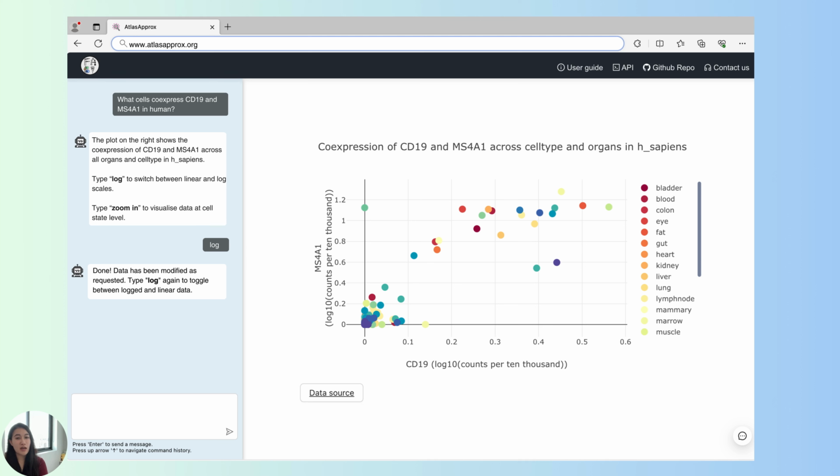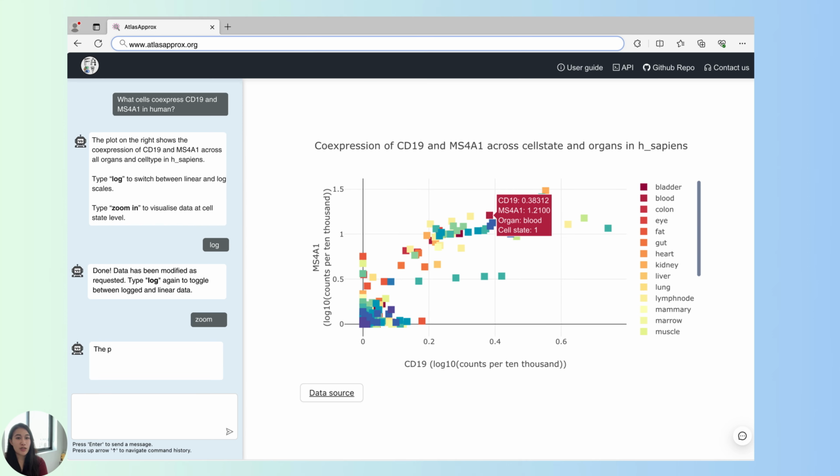For a more detailed view, we can type zoom in the chart. This zooms the data to the cell state level, providing a closer look at specific cell states within organs.